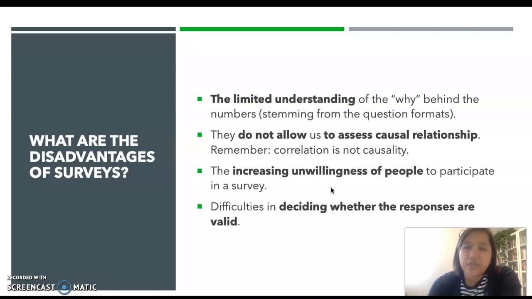Now that we have covered the advantages, let's move on to talk about the disadvantages of surveys. One of the disadvantages is the limited understanding of the why behind the numbers.